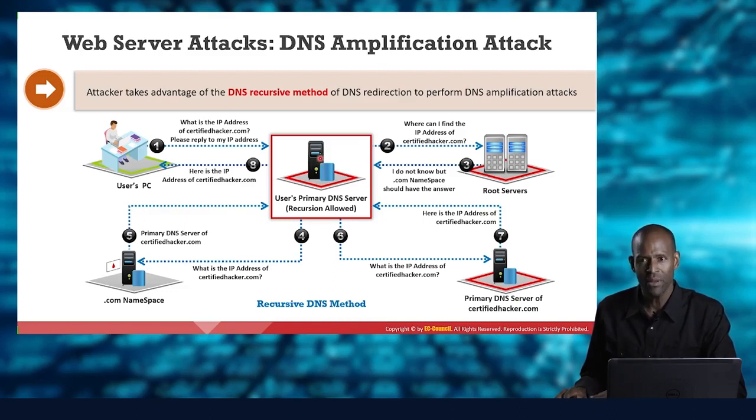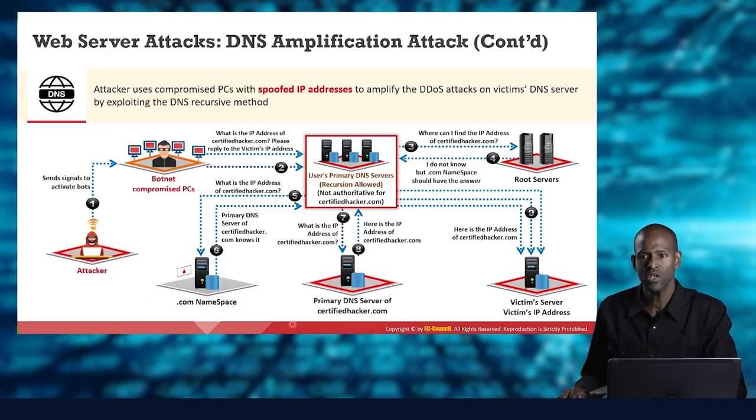And if that had happened, then it would have been a non-authoritative answer provided to this user. But in this case, it did all the work, so it's authoritative. But here's the problem. Because of the ability of this DNS server to look at the entire domain tree and find the IP address of one of these sites, because recursion is turned on, there is an attack that can happen. So here's what happens.